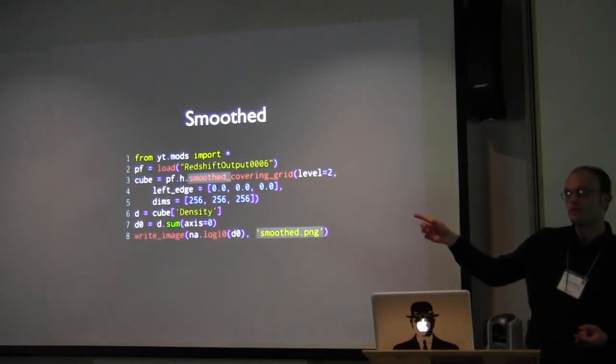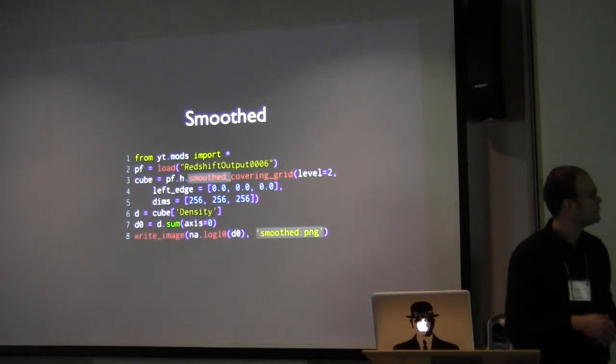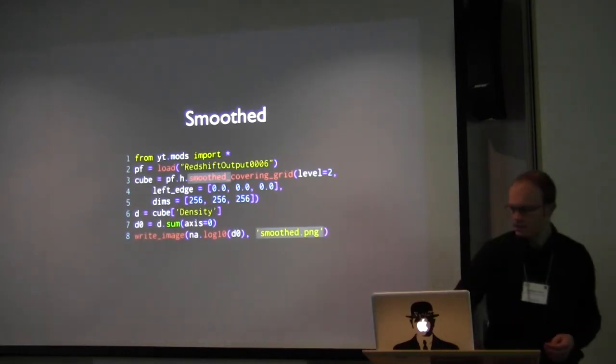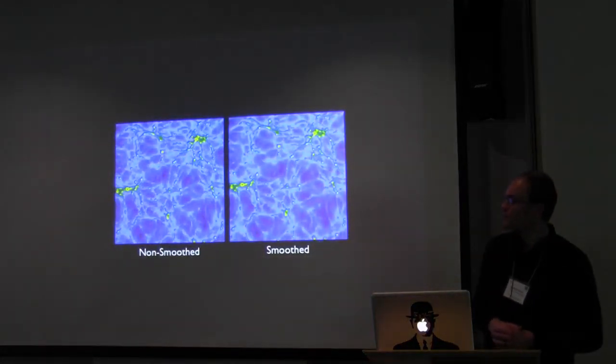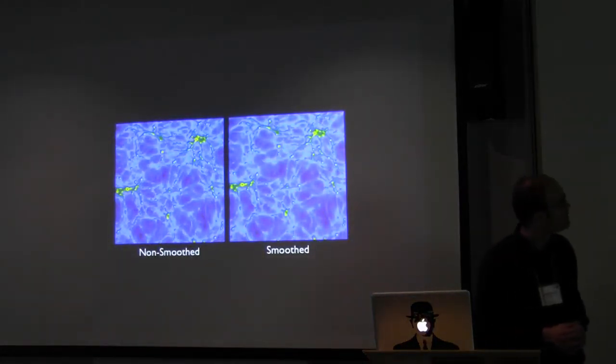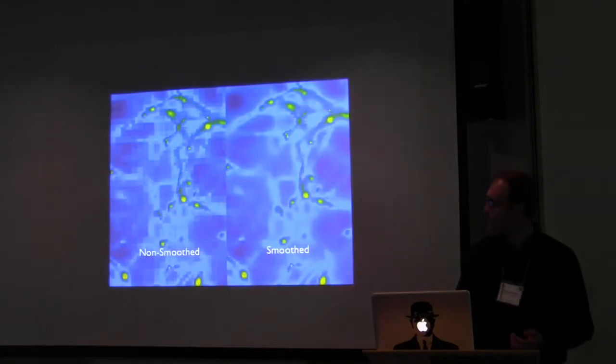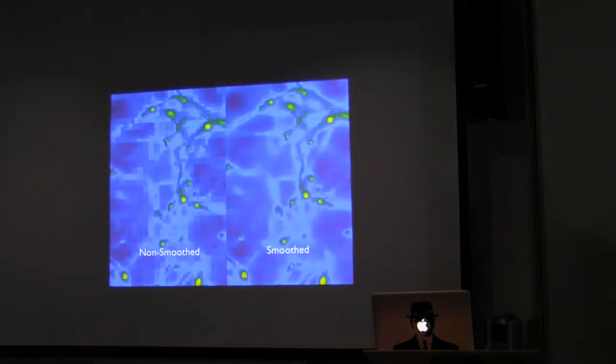Here's how the only difference between a non-smooth and a smooth covering grid looks. You just add the word smooth. And to see what's different, here's what you would get if you ran on the data set I referenced. At this resolution, it's not clear what the difference is, but I'm going to zoom in on a corner. And if you look, especially at the filament regions and things like that, the non-smooth is blocky because there's no smoothing done. It just pulls the data raw. But on the smooth, you can see that the blocks have been smoothed out, just like you'd expect.